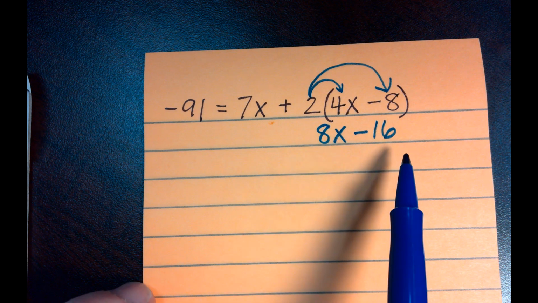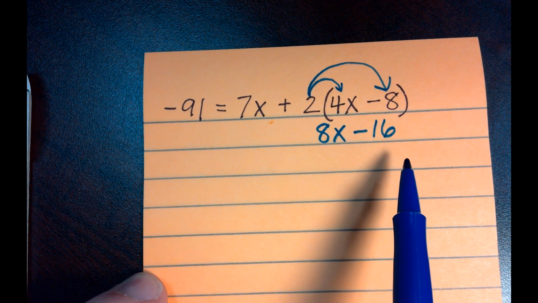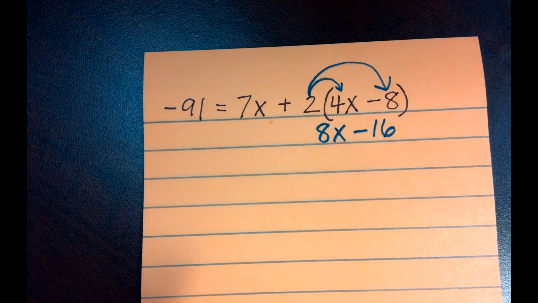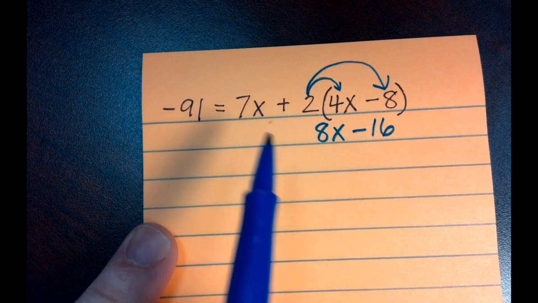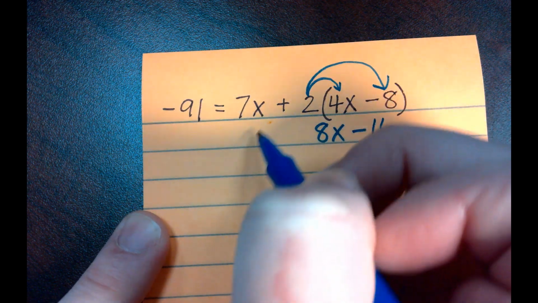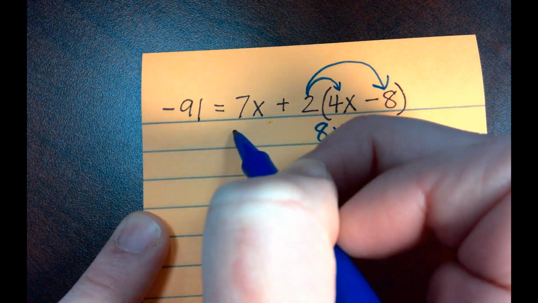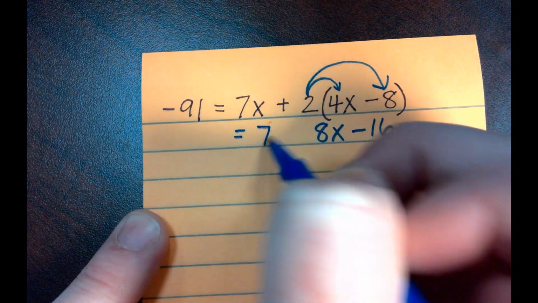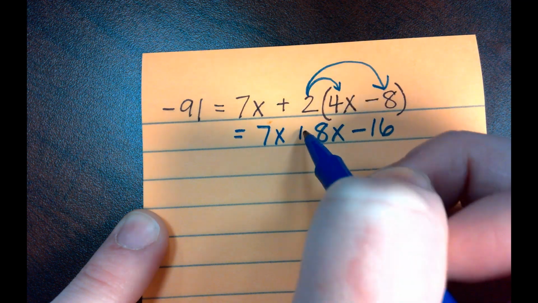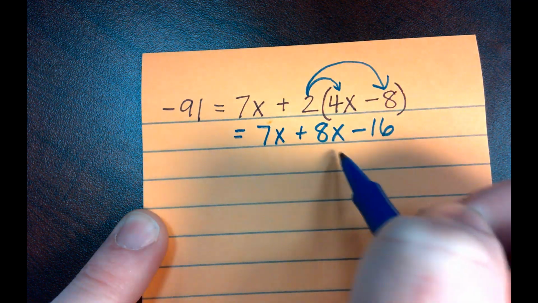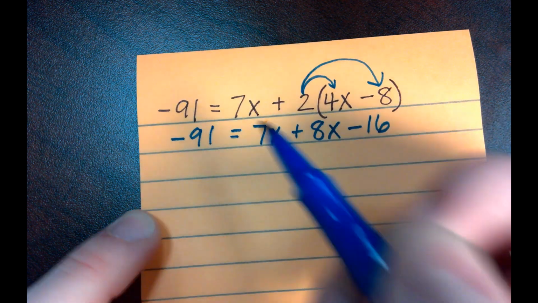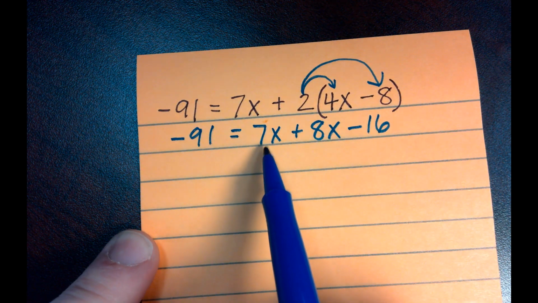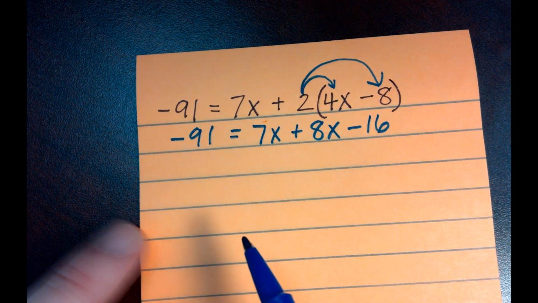Before we go any further, anyone confused about what we just did? What do we do next? You add the 7 to 8. Yes. Okay, so let's bring everything down. That's what I'm assuming you did first. Let's do that. We have 7x plus 8x minus 16, and we still have negative 91. Okay, so you said we're going to add 7x and 8x together, right?